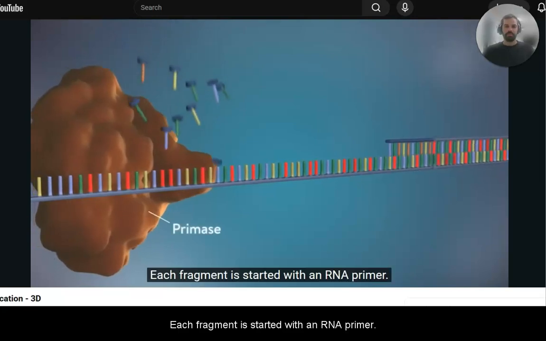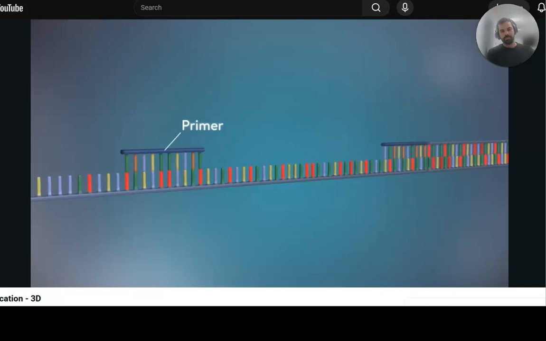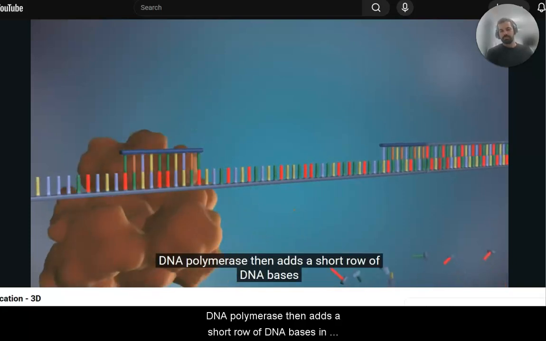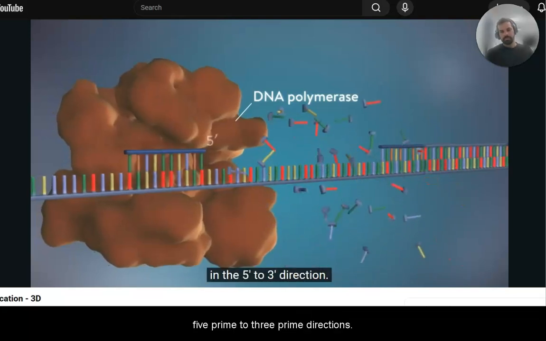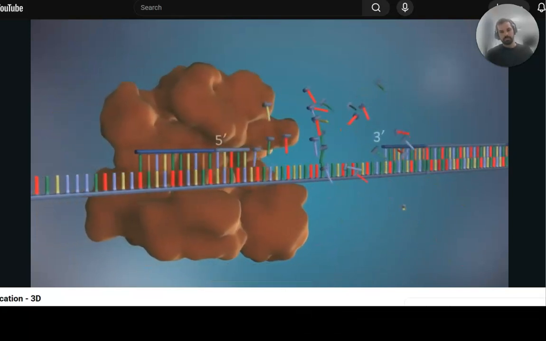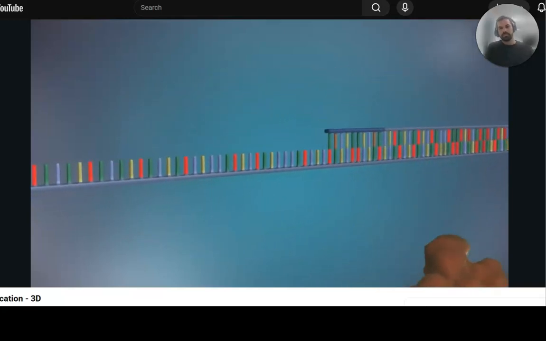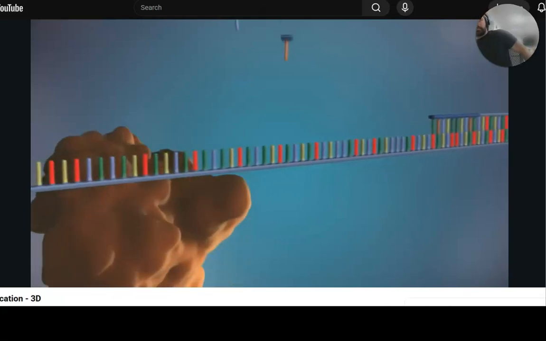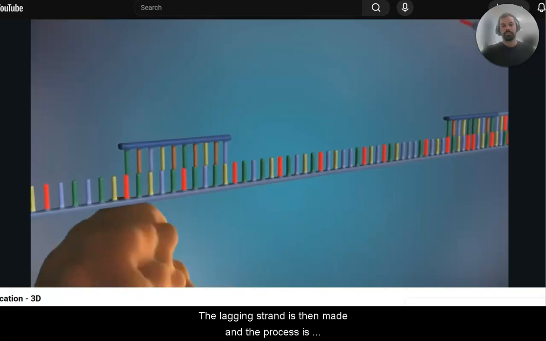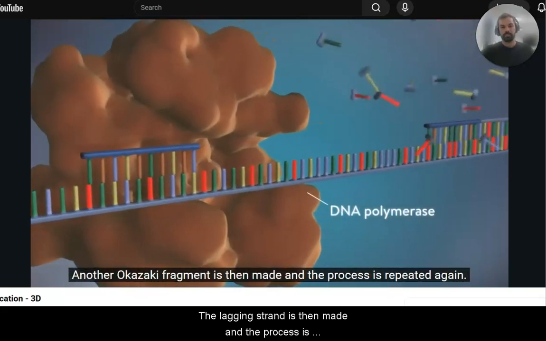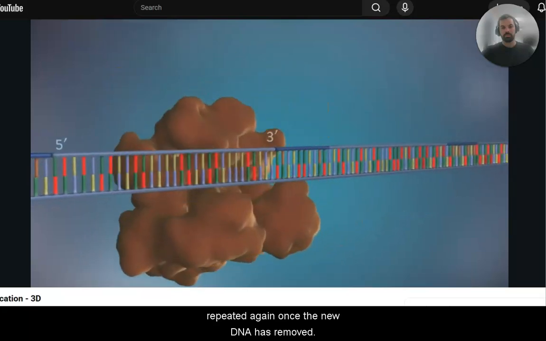Each fragment is started with an RNA primer. DNA polymerase then adds a short row of DNA bases in a 5' to 3' direction. The next primer is then added further down the lagging strand. Another Okazaki fragment is then made, and the process is repeated again.